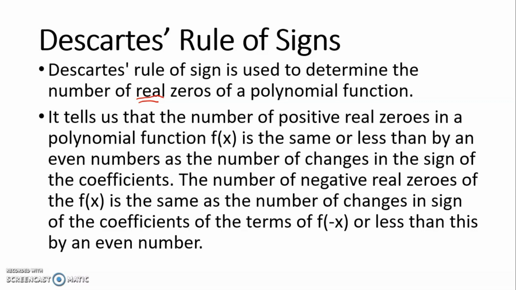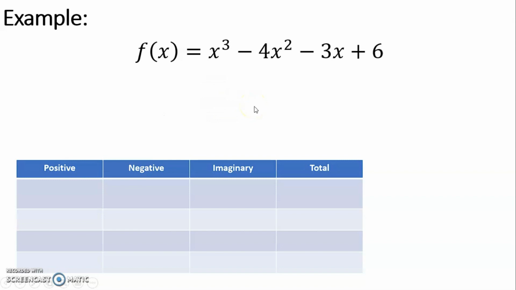Then, to find other combinations, we can simply subtract an even number. We can subtract an even number from the number of positive real zeros or from the number of negative real zeros. So, in this case, we have to find all possible combinations of positive real and negative real zeros in each polynomial function. Let me present an example. f of x is equal to x cubed minus 4x squared minus 3x plus 6.